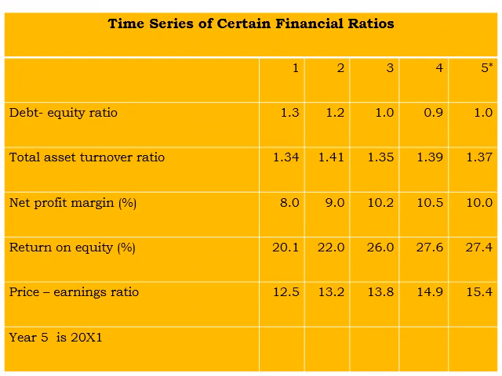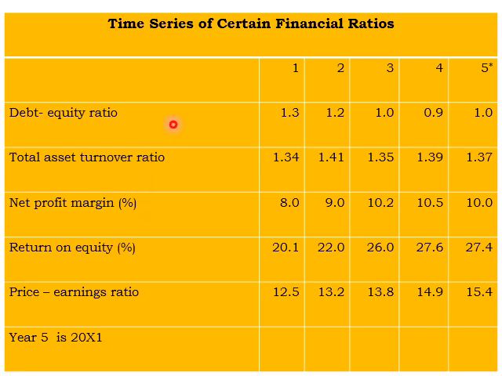Time series of certain financial ratios. We looked at 18 ratios in the previous table. If I have to choose 5 out of these 18 ratios, this is my tentative list: debt equity ratio, total assets turnover ratio, net profit margin, return on equity, price earnings ratio. In real life, we have to be selective. We may have to work with 5 to 7 ratios in most of the situations.